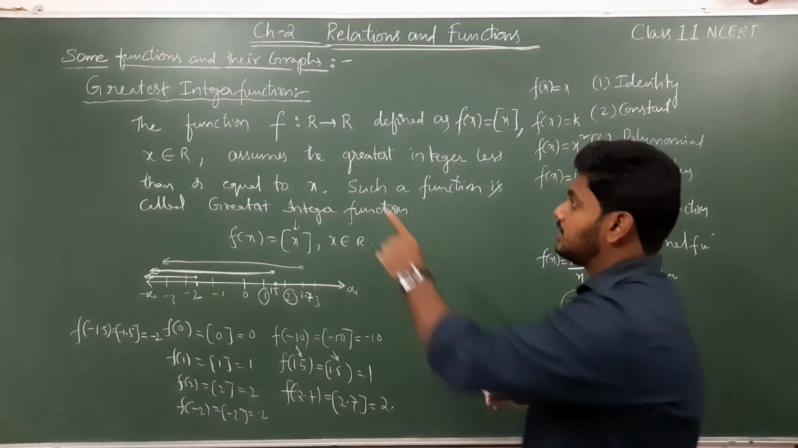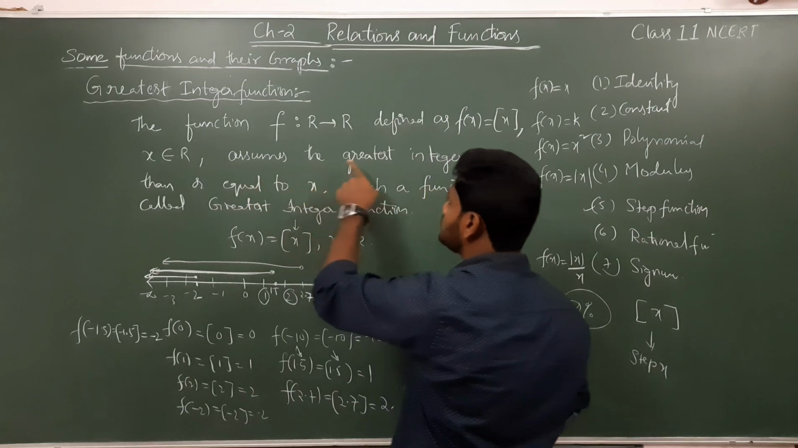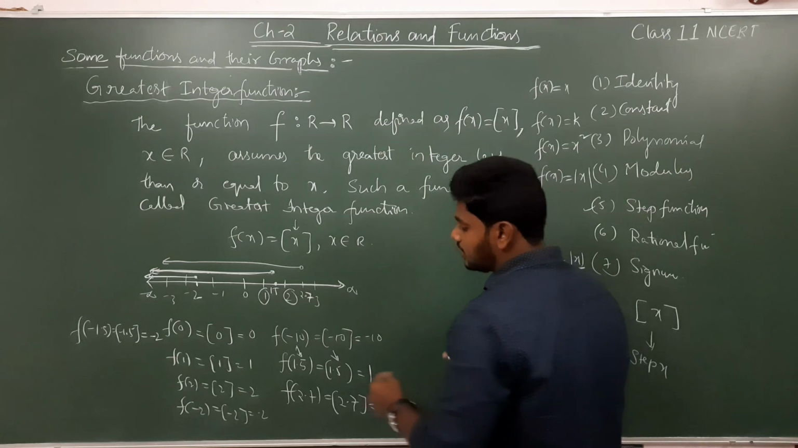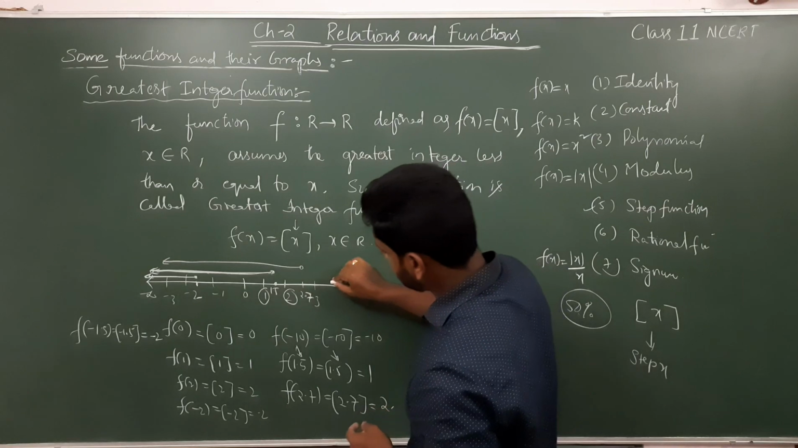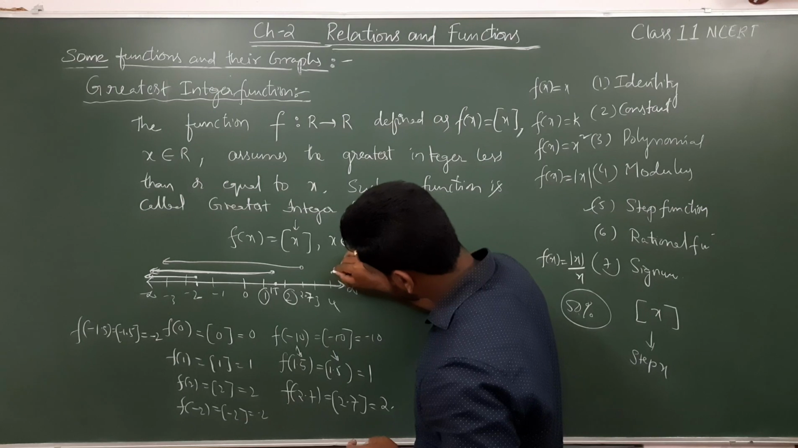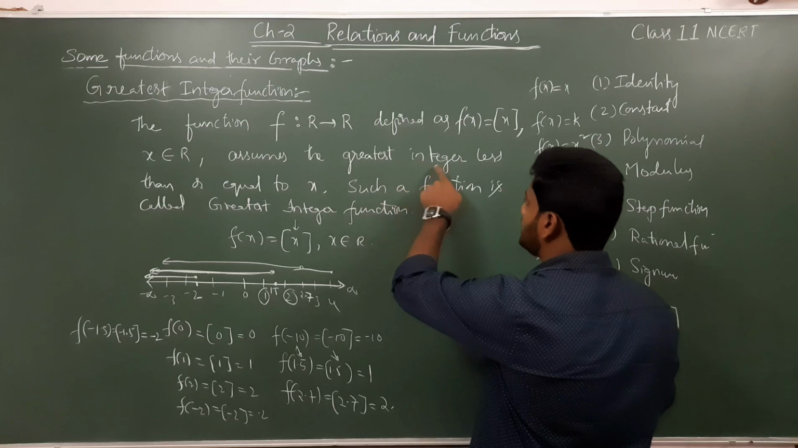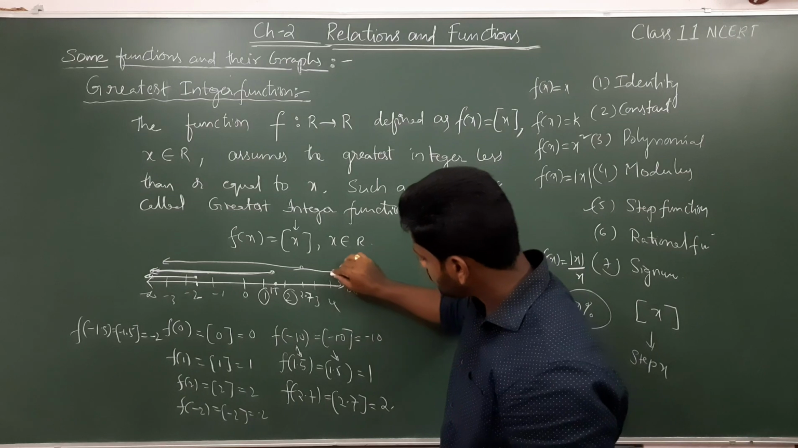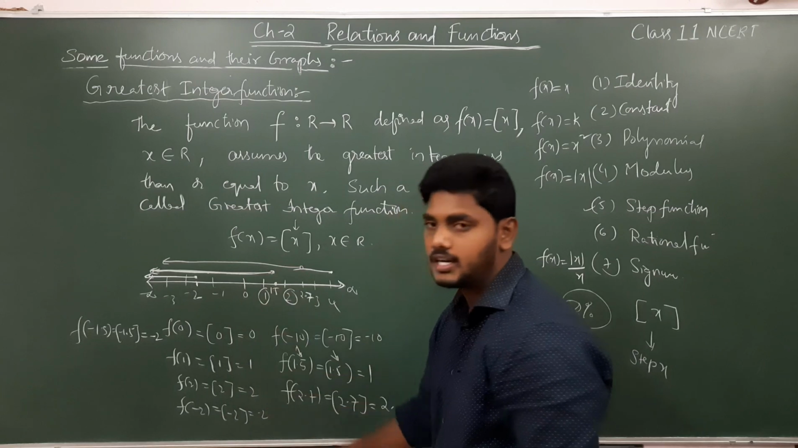Did you understand? The function f from R to R defined as f of x equals step x, where x belongs to R, assumes the greatest integer less than or equal to x. Now why less than or equal to? Because if I take 4, from this 4 I draw a line to the left side. It says the greatest integer less than or equal to x. If x is equal to 4, which is the greatest integer? 4 only.